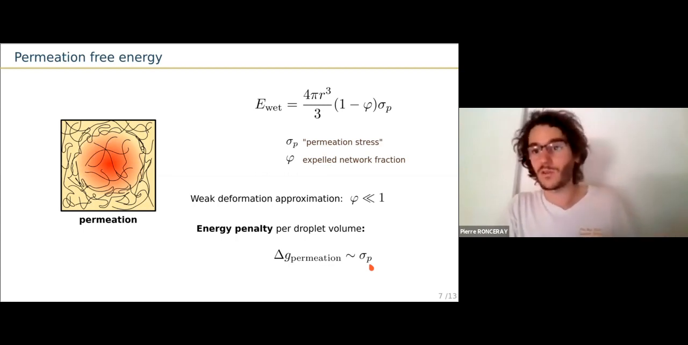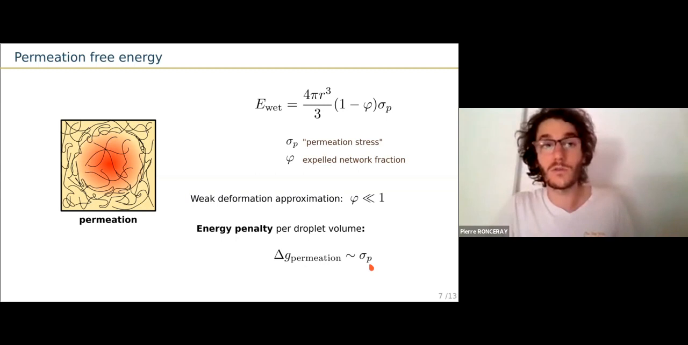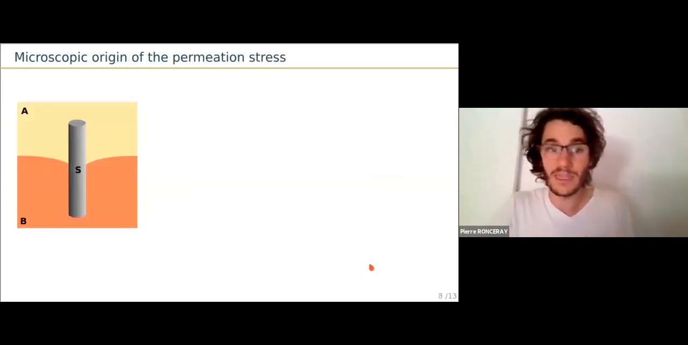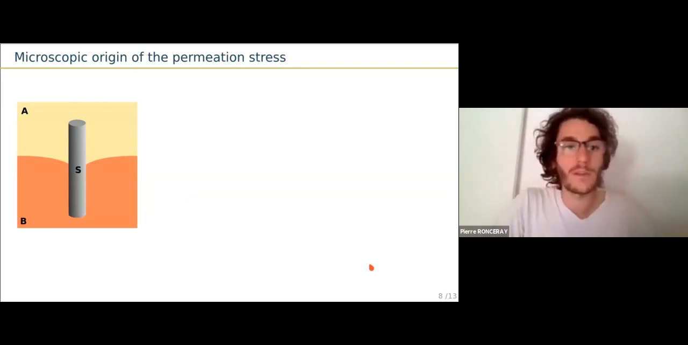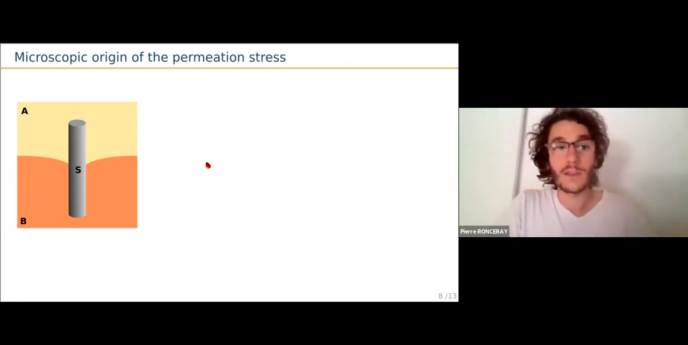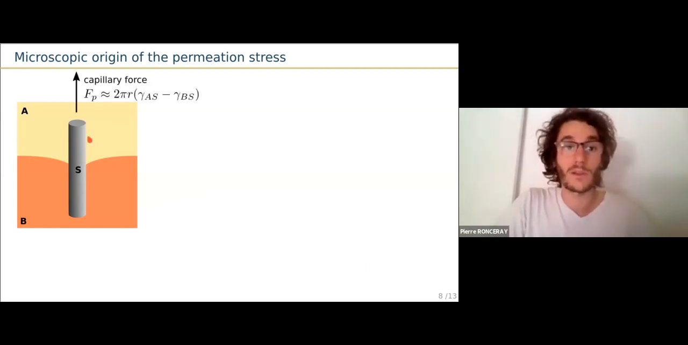So what is this permeation stress really? Well, in order to understand what this quantity means, it's useful to zoom in and look at what happens when a single filament pierces the liquid-liquid interface. So there's a difference in liquid-solid surface tension, gamma AS and gamma BS, between the two liquids and the solid, that will result in the formation of a meniscus.